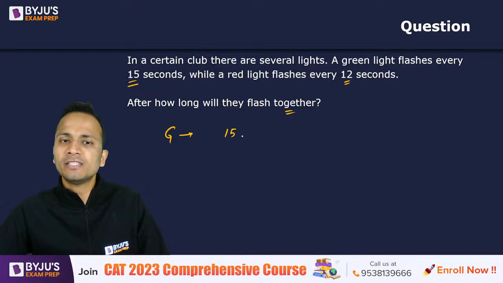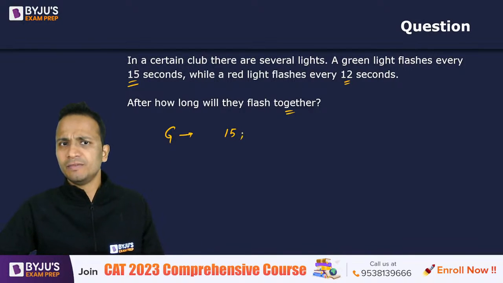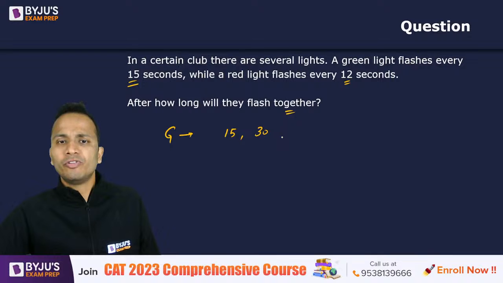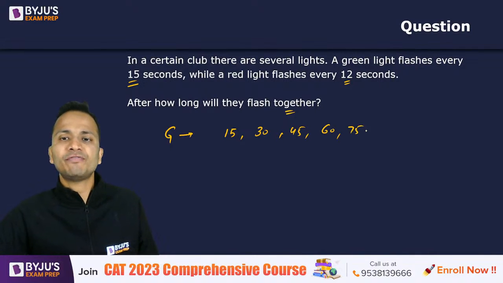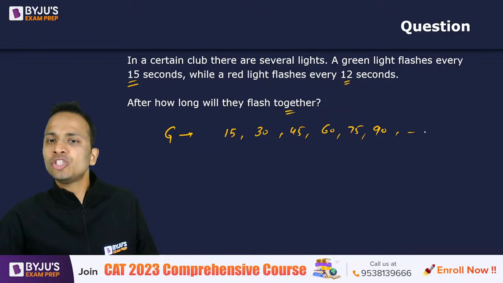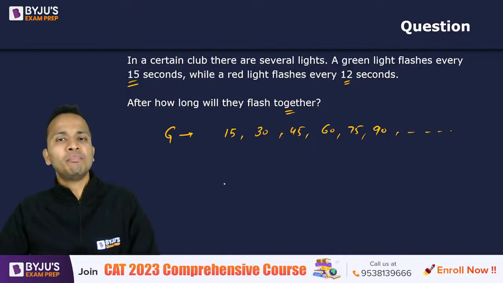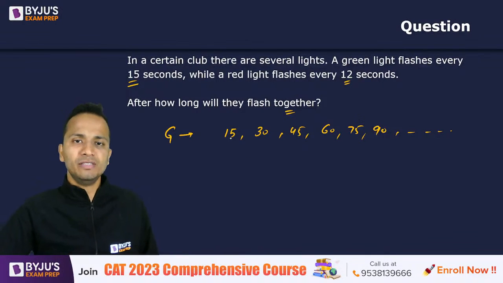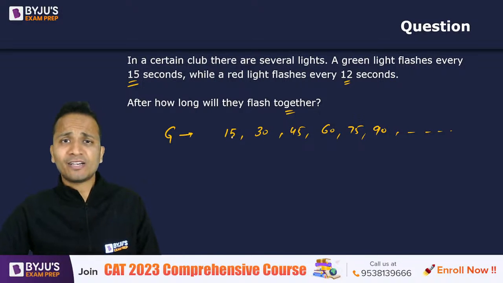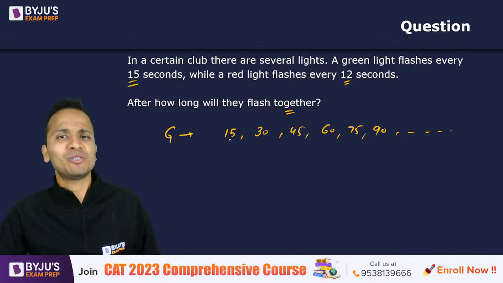So 15 seconds, अब इसके बाद कब flash करेगी? 30, then 45, then 60, 75, 90, and so on. Green light is flashing after every 15 seconds. Now, what are these numbers with respect to 15? These numbers are not the factors of 15. These numbers are the multiples of 15.